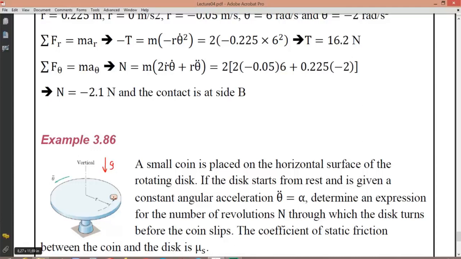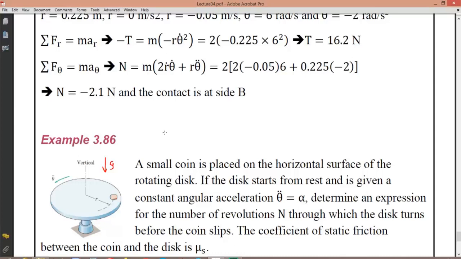this rotating table starts moving from rest with a constant angular acceleration of alpha, and we are asked to find the number of revolutions n through which the disk turns before the coin slips. So we understand that the coin doesn't slip, and the reason is because of the friction, and the information is given to us as the coefficient of static friction between the coin and the disk is μs.